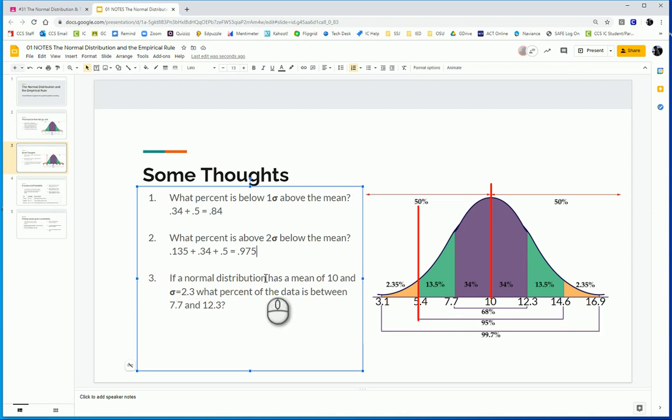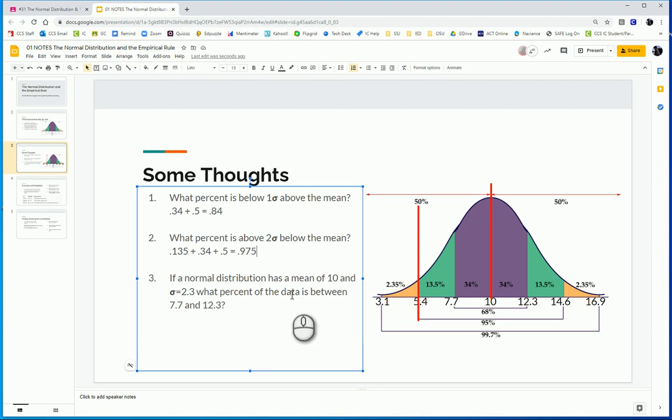If a normal distribution, now in a standard normal distribution, the mean is 0 and the standard deviation is 1. So this would be 1, 2, 3. And this would be -1, -2, -3 in a standard normal distribution. But if we don't have a standard normal distribution, which is possible, and it has a mean of 10 and a standard deviation of 2.3, what percent of the data is between 7.7 and 12.3?